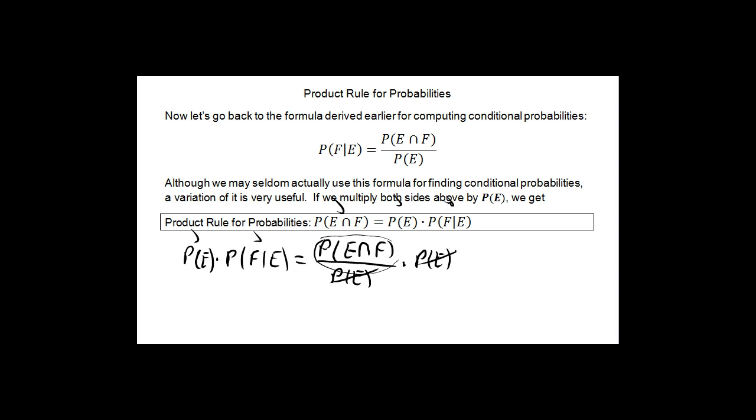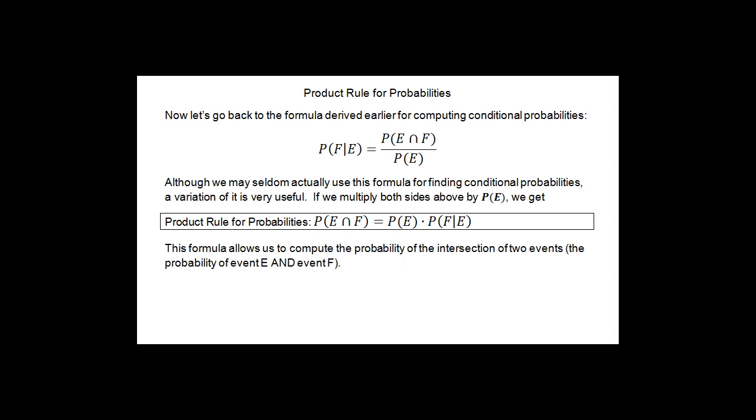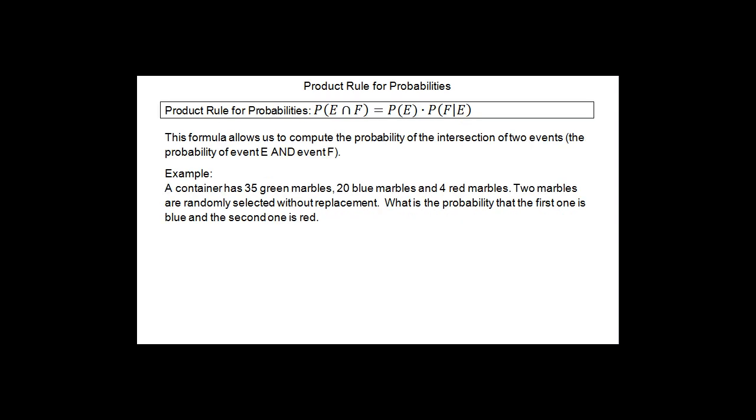So that way of looking at that same formula is actually very useful. It's called the product rule for probabilities. And the reason this formula is so useful is because it allows us to compute the probability of the intersection of two events. If I want to know what the probability of the intersection of two events is, this formula comes in very handy. Let's look at an example.